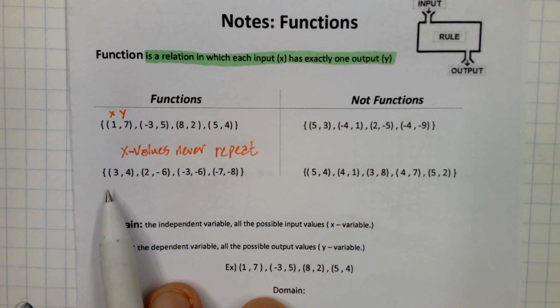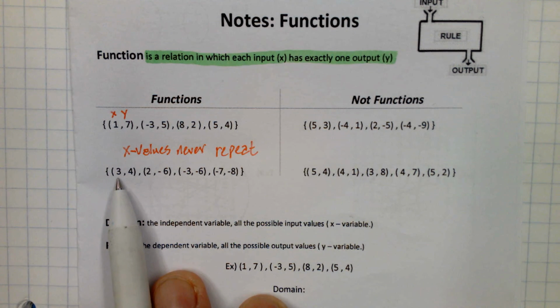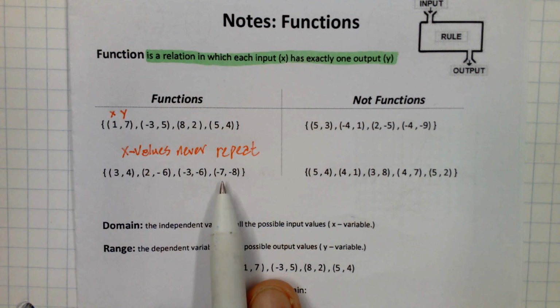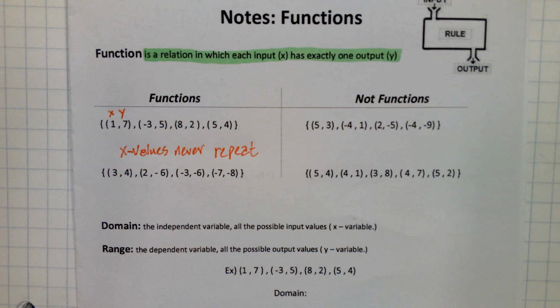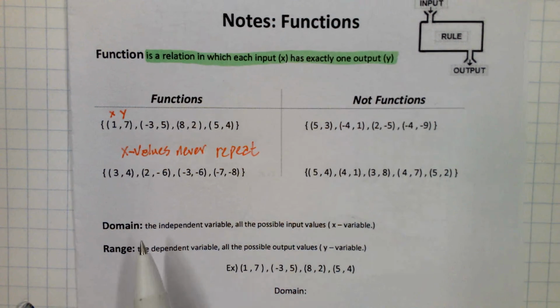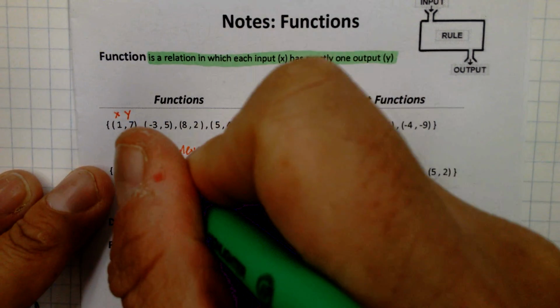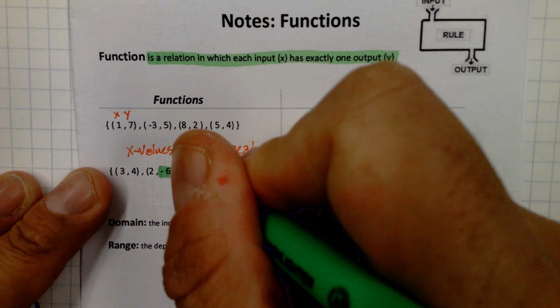Let's take a look here at the other function that is a function. We got 3, 2, -3, -7. Did any of the x values repeat? No. That's why it's a function. How about the y values? Yeah. Guess what? That's okay in a function.